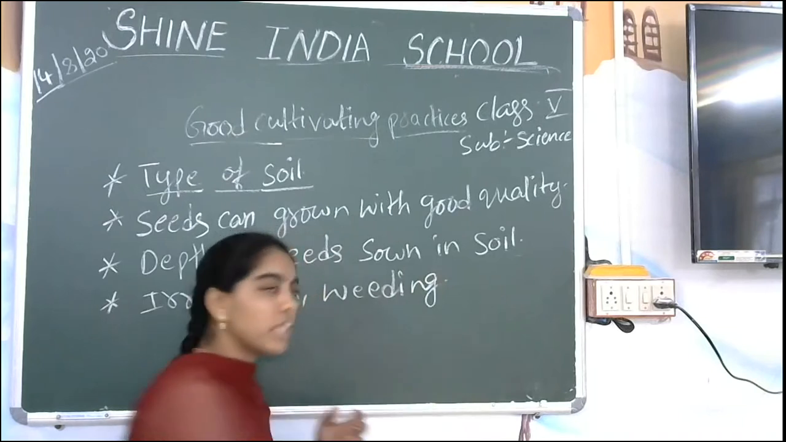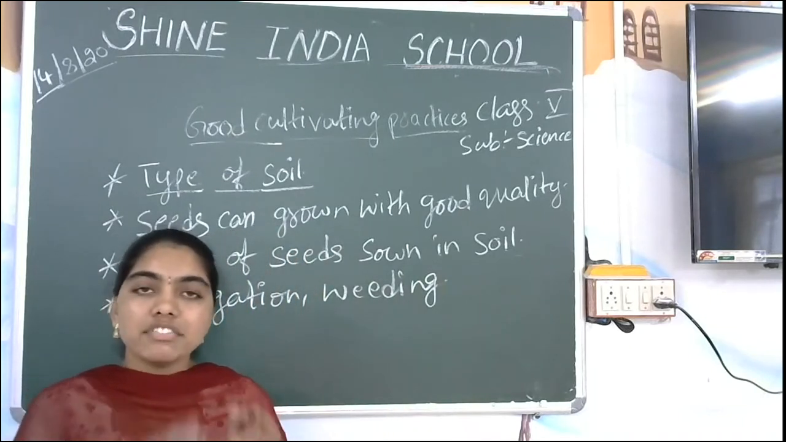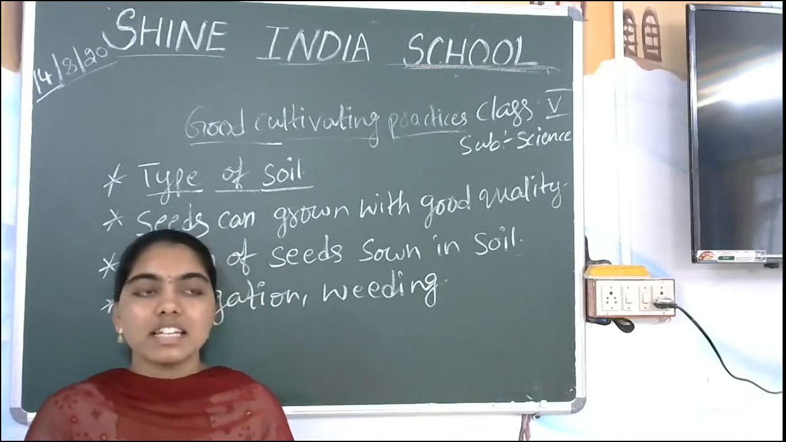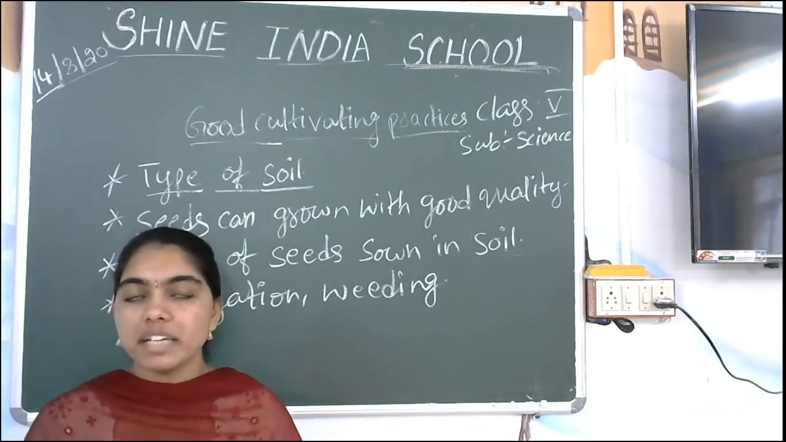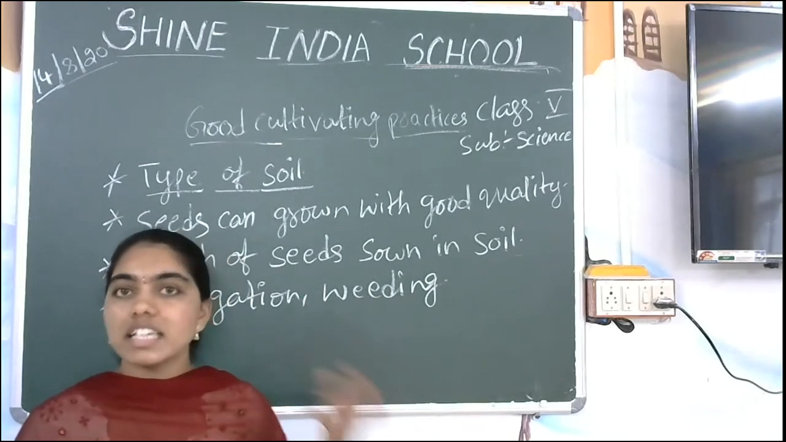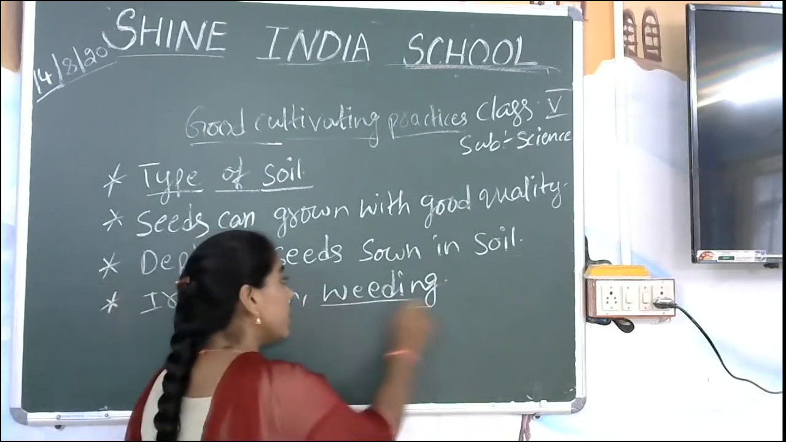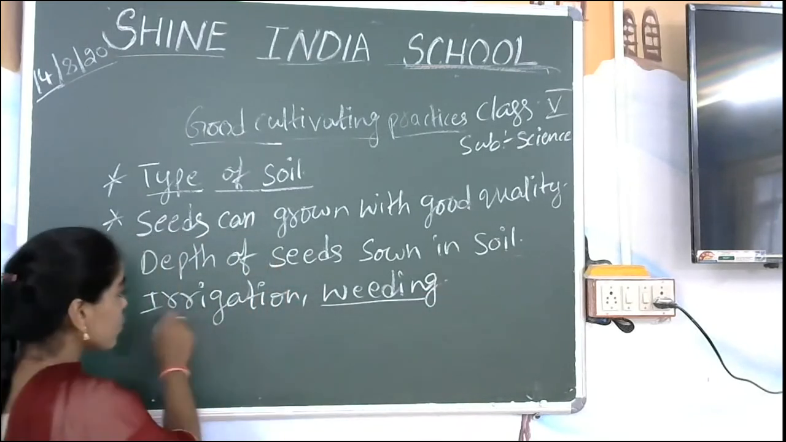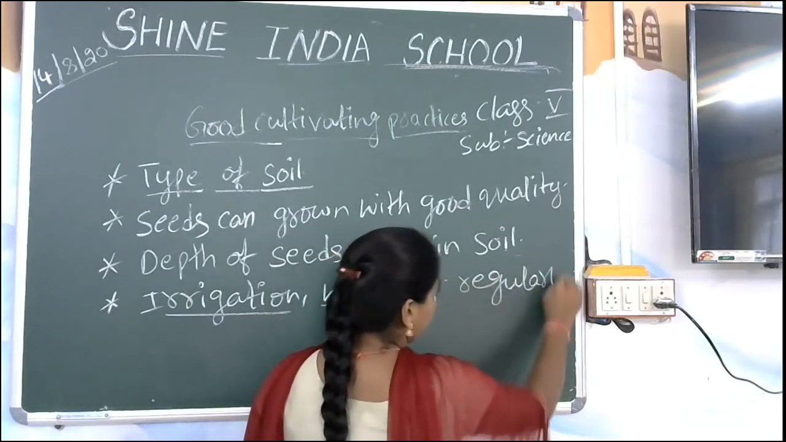Here we have to remove weeds in particular. If we do not remove the weeds, then what will happen? Yes, weeds will also grow along with the main plant. It will decrease the main plant production. So weeding should be done regularly, and irrigation should be done regularly. What I have written here is "regularly."